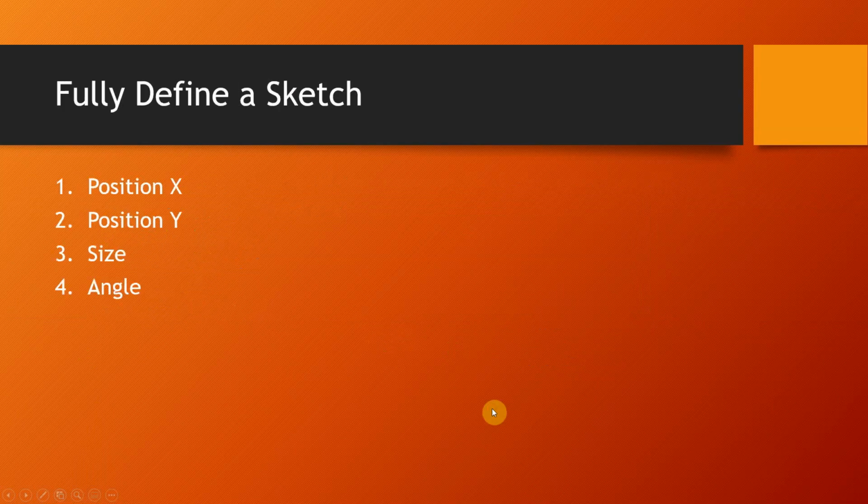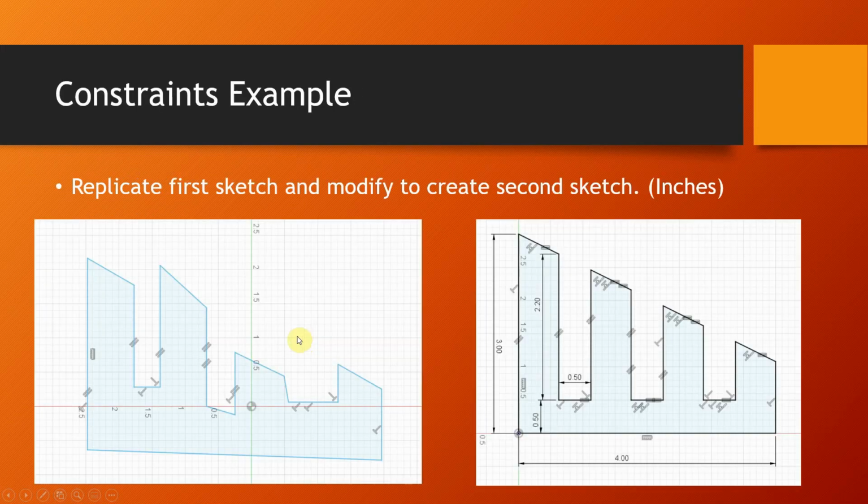Okay. Now, I wanted to take this time to also remind you of the 4 items on the list to fully define a sketch. So in this case, we have position X, position Y, size, and angle. Okay, so as long as you have that for every single item on your sketch, then that sketch should be fully defined. Okay, now this is going to be our example.